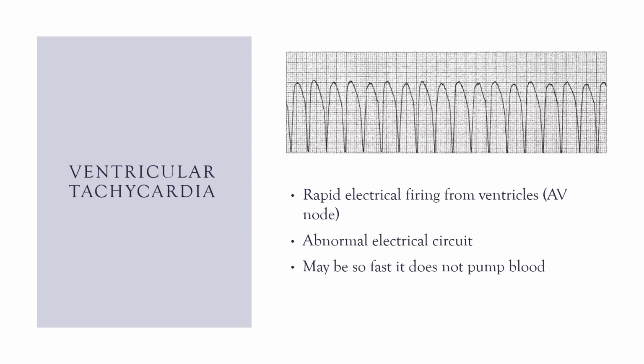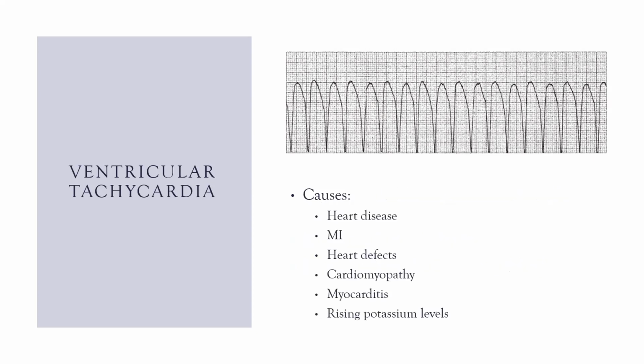They're very large QRS complexes. Typically, you can't see a P wave. You don't see any T waves. They're just all QRSs, mostly Rs, to be honest. It's an abnormal electrical circuit. It may be so fast that it does not even pump blood, and that's where our problem comes in.